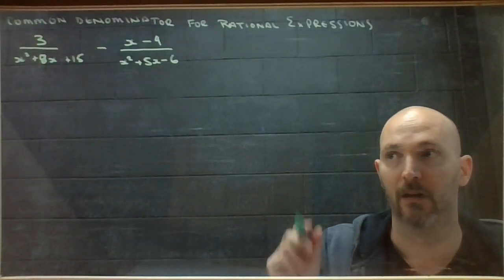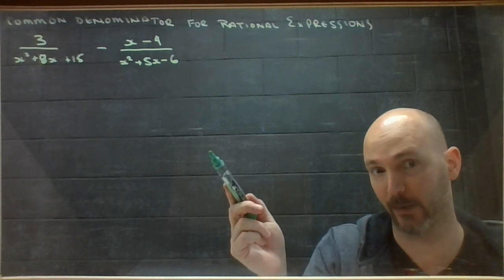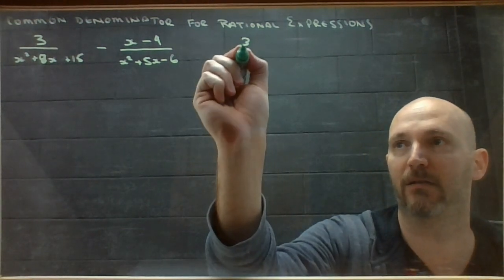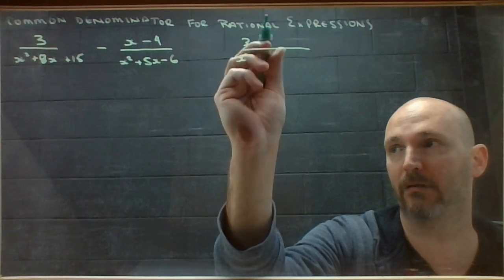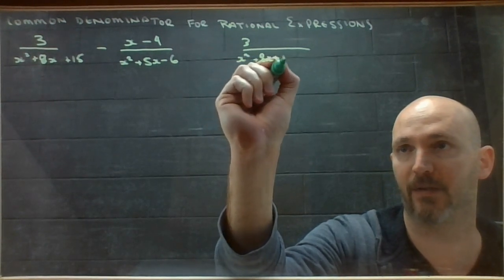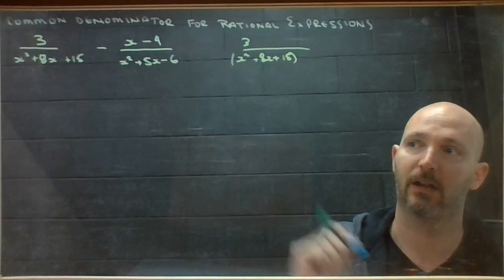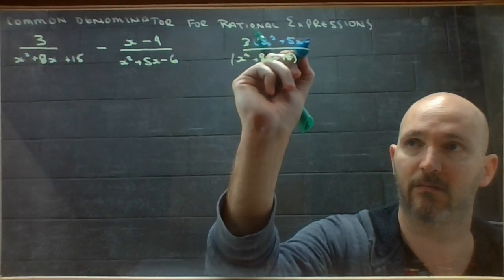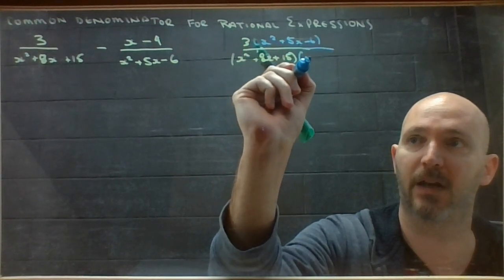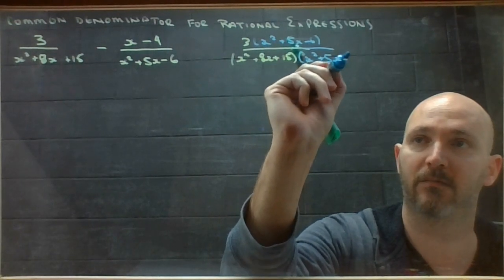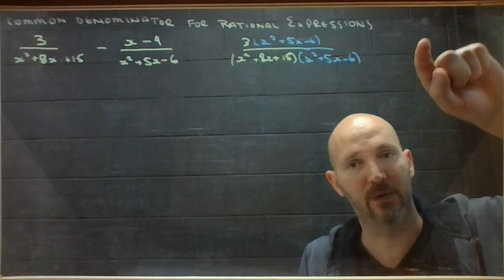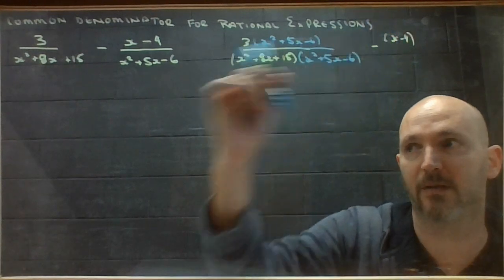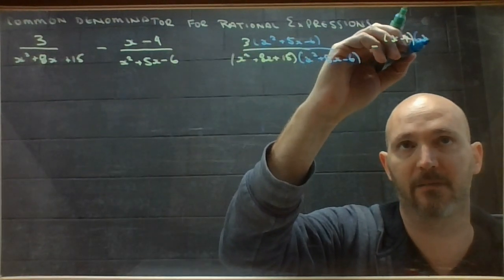Okay, there we go. You might be tempted to take this fraction, it's 8x plus 15, and you might be tempted to introduce this on both the top and the bottom. And then you'd have to do it for the second fraction as well. So you'd end up with x minus 4, introducing this into the top and the bottom.